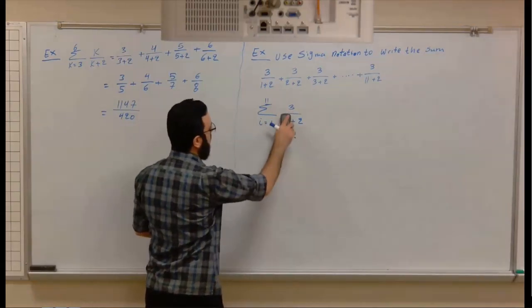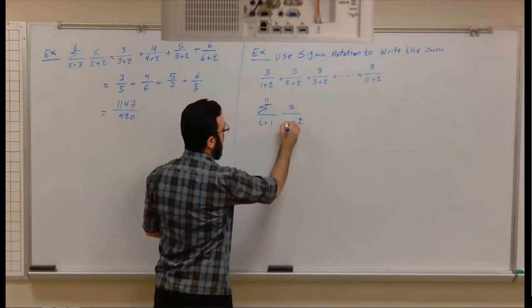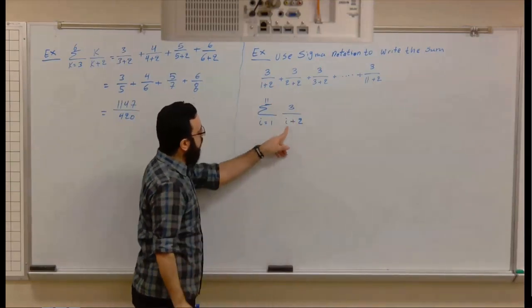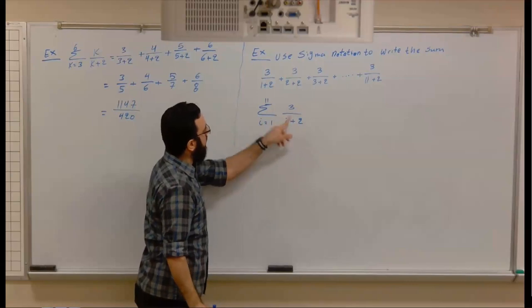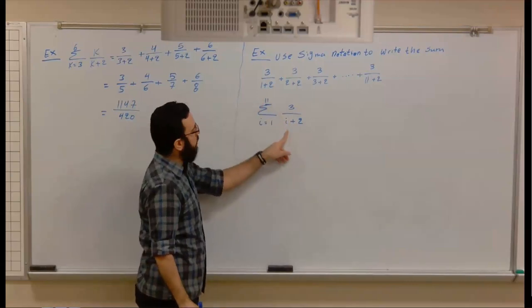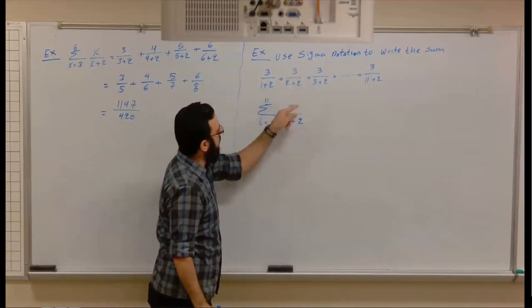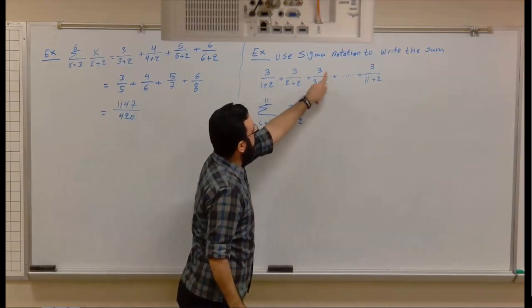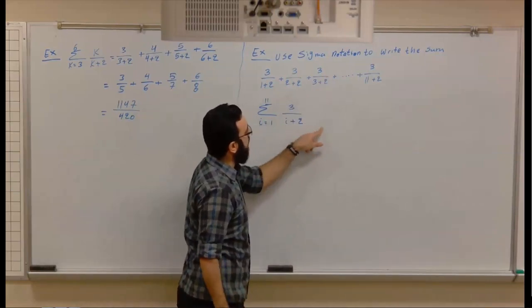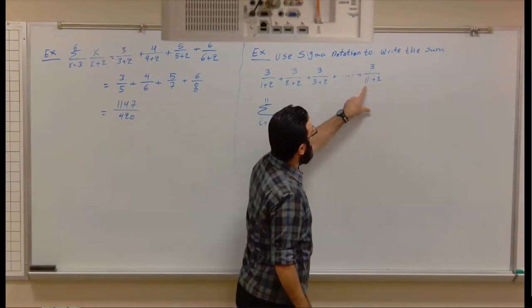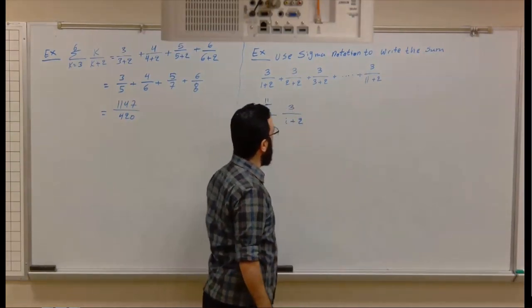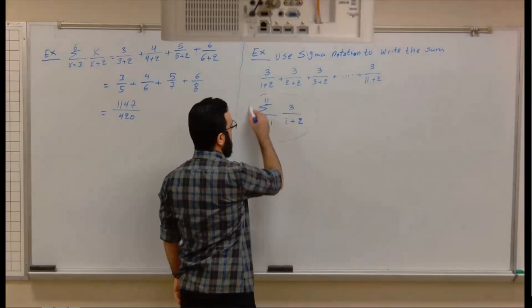This is I. So when I equal 1 is going to be 3 over 1 plus 2, the first one. When I equal 2 is going to be 3 over 2 plus 2. When I equal 3, 3 over 3 plus 2, and keep going. When I is 11 is going to be 3 over 11 plus 2. So that's the result.